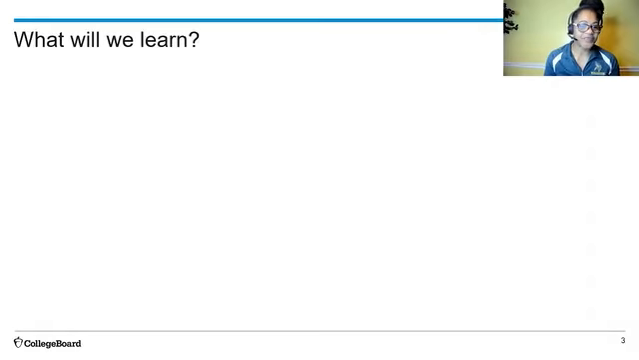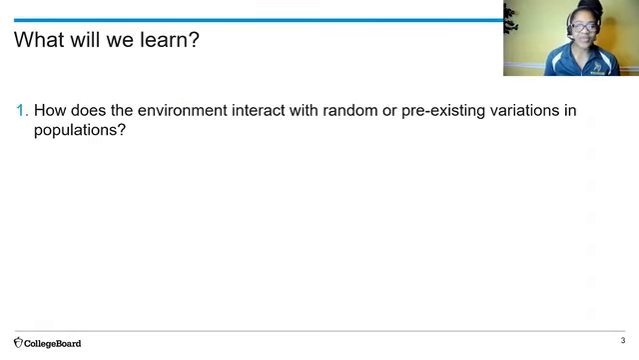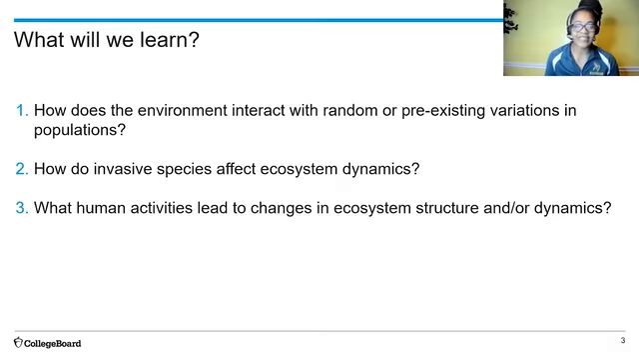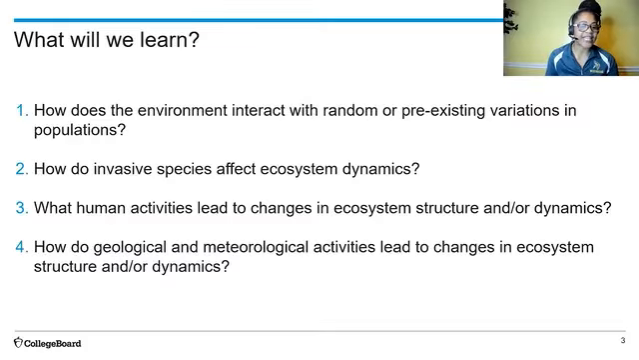What will we learn? Well, in this video lesson, we will learn about the environment and how the environment interacts with random or pre-existing variations in populations. How do invasive species affect ecosystem dynamics? What human activities lead to changes in ecosystem structure and/or dynamics? And lastly, how do geological and meteorological activities lead to changes in ecosystem structure and/or dynamics?